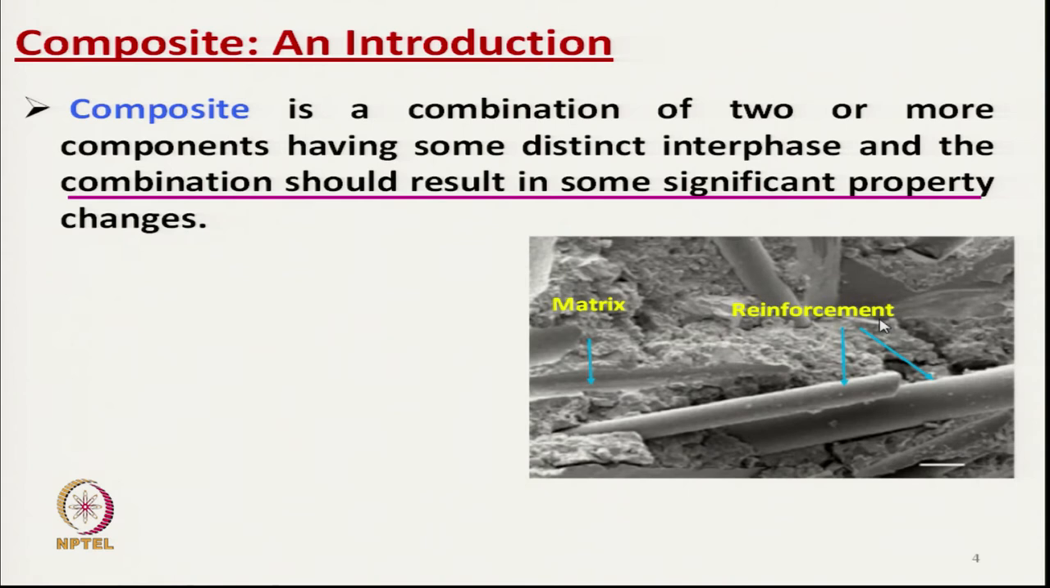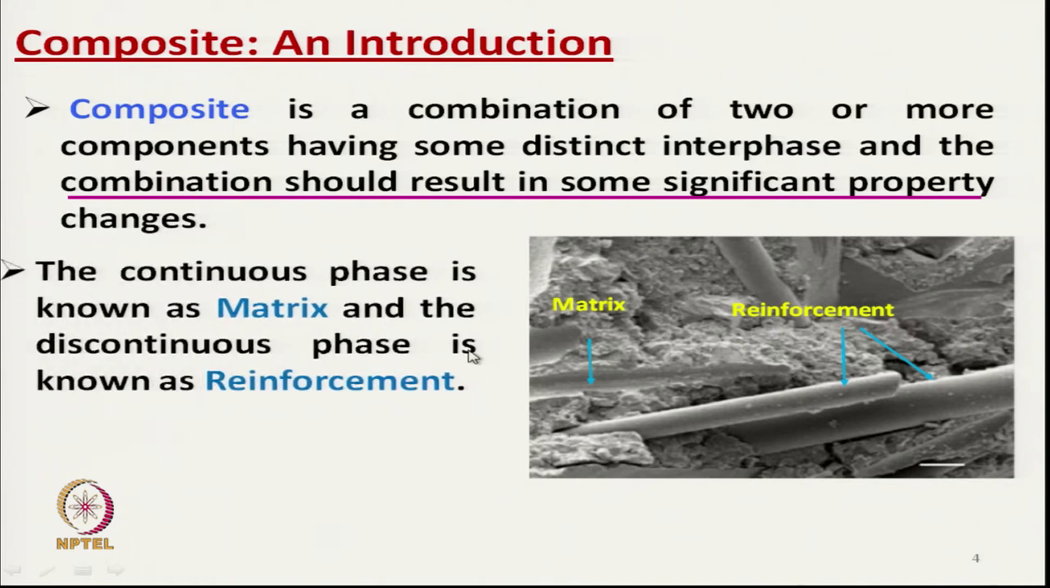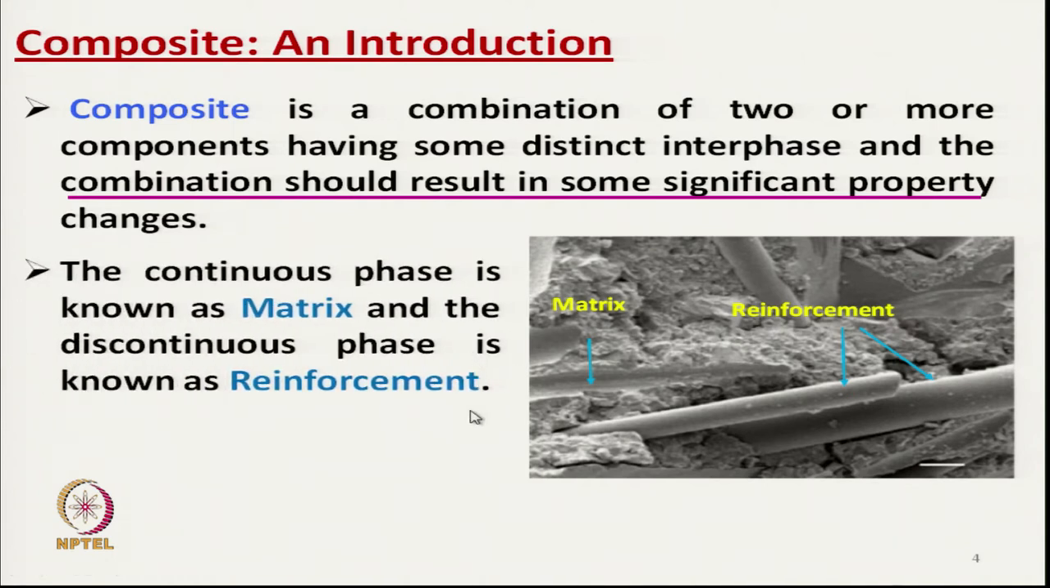Now, if we see this picture, in a composite we have basically two main components or phases. One phase is known as continuous phase, another phase is discontinuous phase. The continuous phase is known as matrix and the discontinuous phase is reinforcement. This reinforcement phase is used for enhancing the strength, and the matrix is actually used for holding the reinforcement and transferring the load.